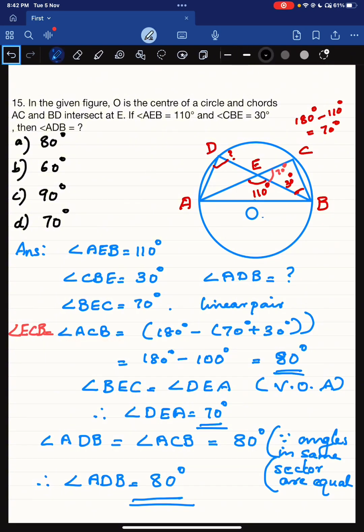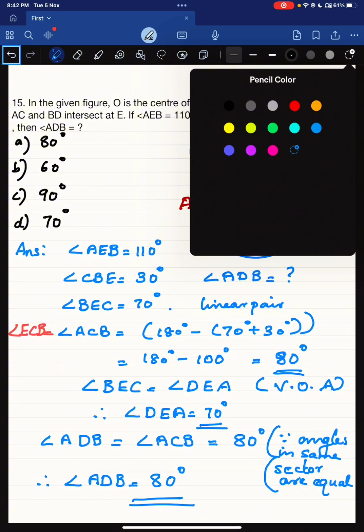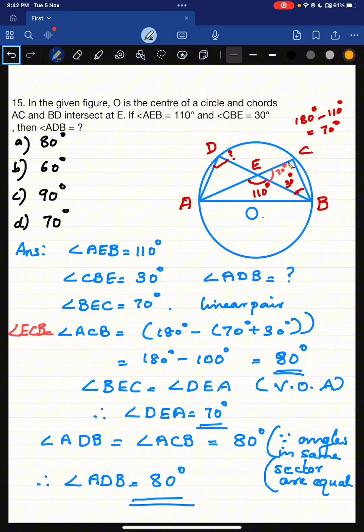We can write here this angle is equal to 80. Not here, there is no space, so I am writing here 80 degrees, correct? And next we want to find angle BEC.